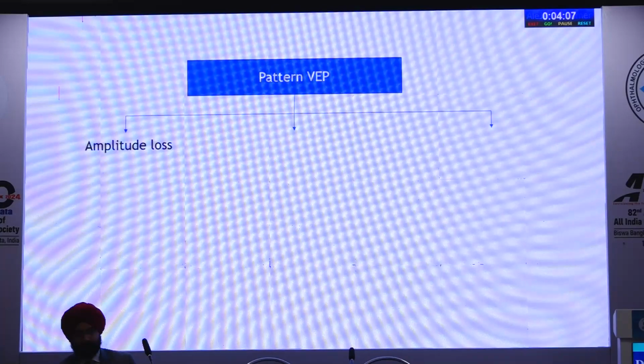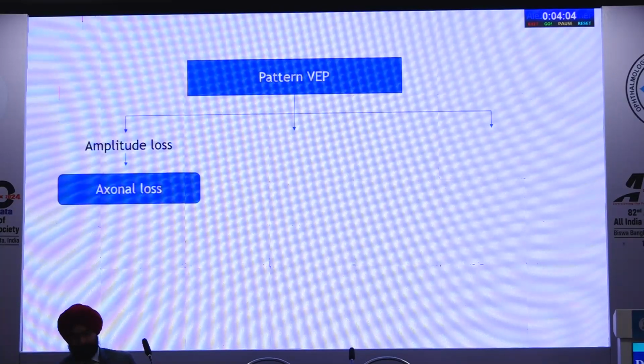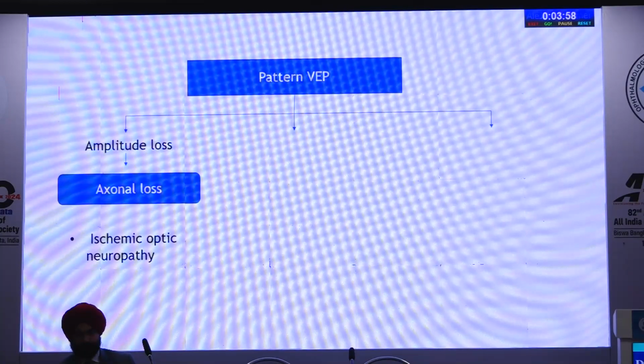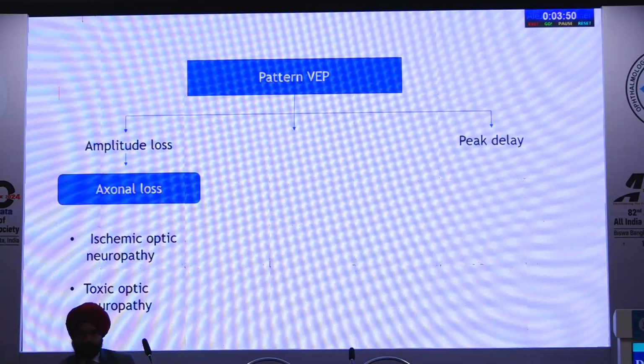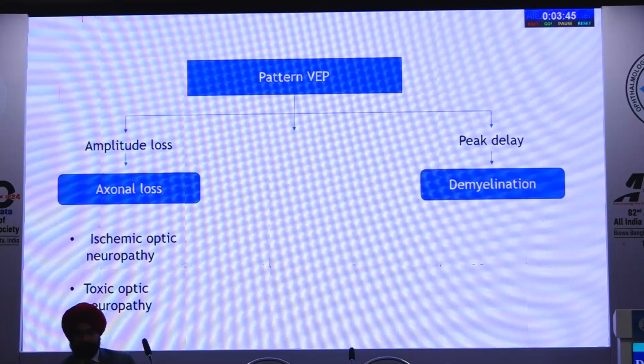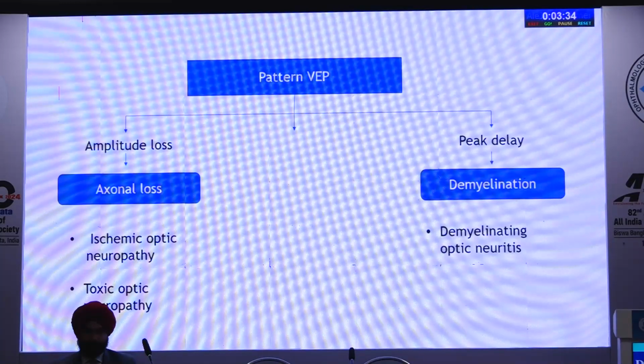So how do we interpret the pattern VEP which is commonly used? We look at the amplitude loss. If the amplitude is lost, it indicates an axonal loss, which means the nerve has been destroyed. This ideally occurs in ischemic optic neuropathy or sometimes toxic optic neuropathy, where there is a destruction of the axons. The other thing we look for is a peak delay, as we saw with the implicit time. Peak delay usually indicates a demyelination because there is a conduction delay. We all know that conduction is done by the myelin sheaths, and whenever there is a demyelination, there is a conduction delay, and it classically occurs in demyelinating optic neuritis and sometimes in aging conditions.